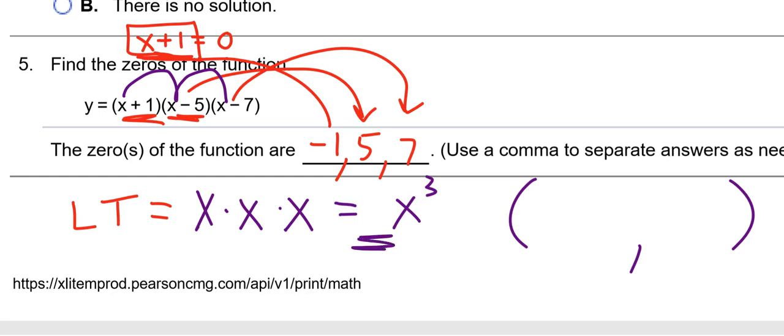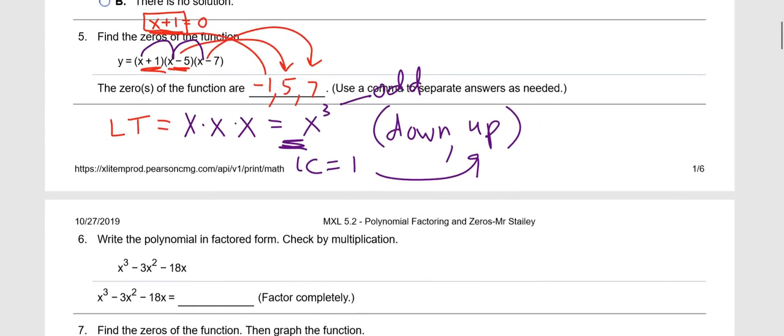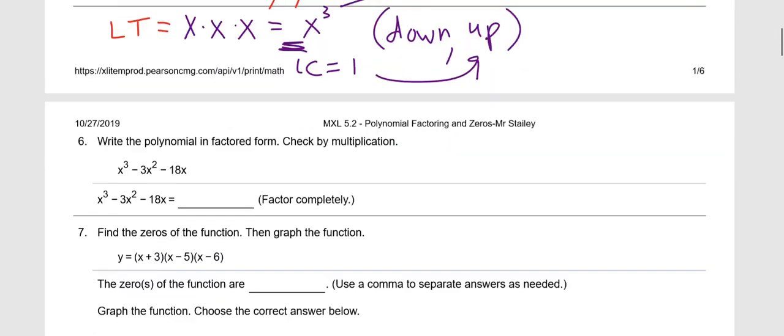Okay, positive one on my leading coefficient means that my right-end behavior is? Right-end behavior is up. Odd degree means my left is? Opposite, which would be down. Okay, just thought I would see how we're doing on that. We're going to skip six and come back to it.